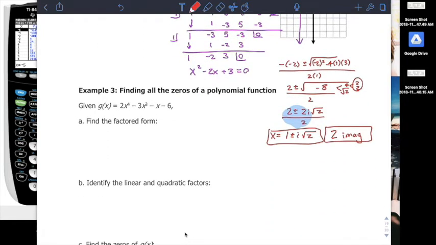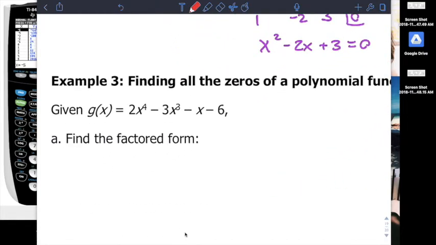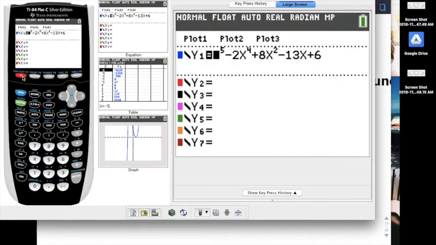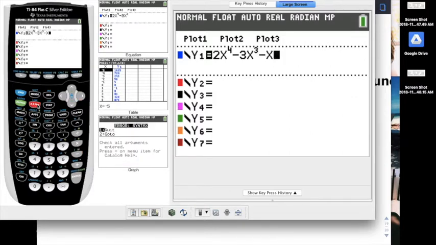Next one right here, find all zeros of this polynomial function, and then I guess we can find the zeros, find the factored form, all that fun jazz there. Same thing, type this in your graphing calculator. Clear out whatever you got. We got 2x to the 4th, minus 3x cubed, then minus x, and then minus 6.